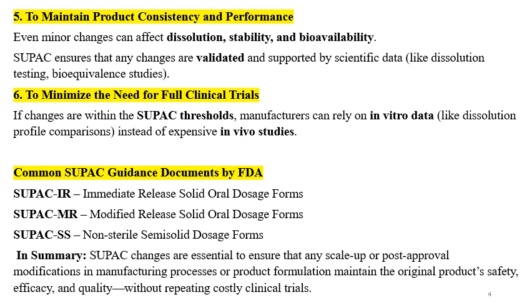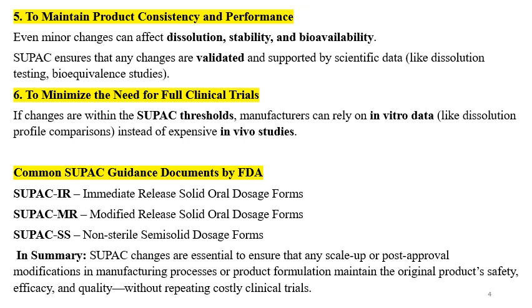Then common SUPAC documents provided by the FDA are SUPAC IR guideline, SUPAC MR guideline, and SUPAC non-sterile semi-solid formulations guideline. So IR guideline provides the information for immediate release oral formulations. MR guideline provides information for the modified release formulations and also provides for the sterile, non-sterile semi-solid dosage forms.